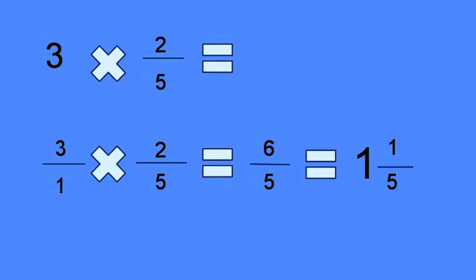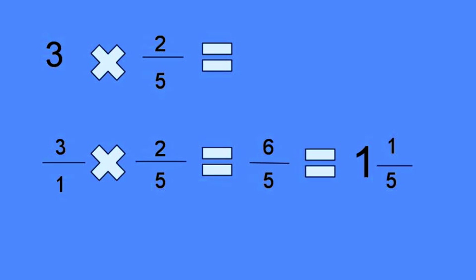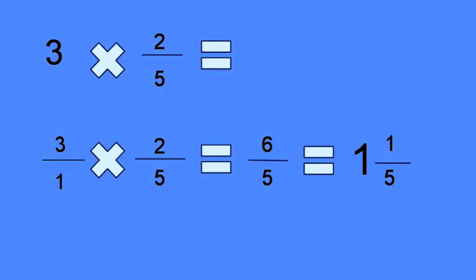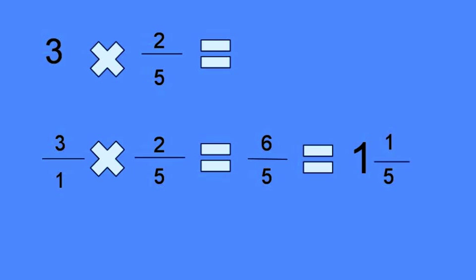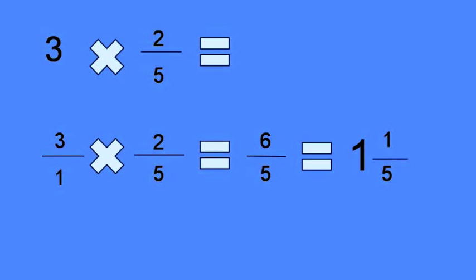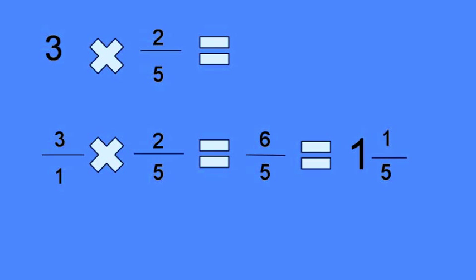And we do that because when we multiply, we're going to multiply our numerators, and then we're going to multiply our denominators. So 3 times 2 equals 6. 1 times 5 equals 5. We go straight across, top and bottom, and we've ended up with an improper fraction which needs to be simplified.